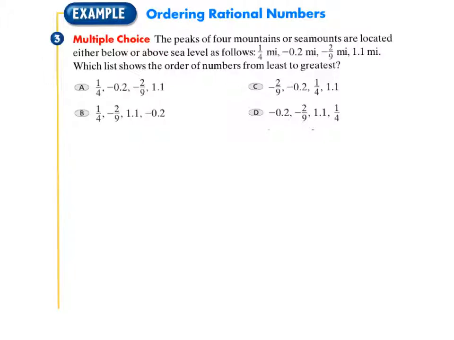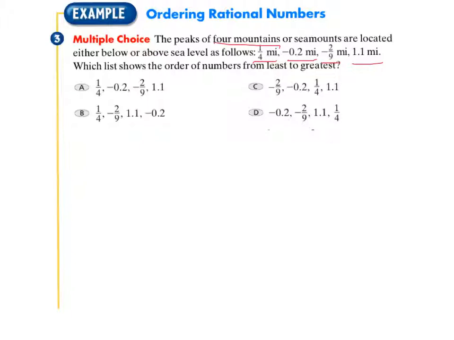Now let's look at ordering rational numbers. The peaks of 4 mountains or seamounts are located either below or above sea level as follows: 1/4 of a mile, negative 0.2 miles, negative 2/9 of a mile, and 1.1 miles. So which list shows the order of numbers from least to greatest?